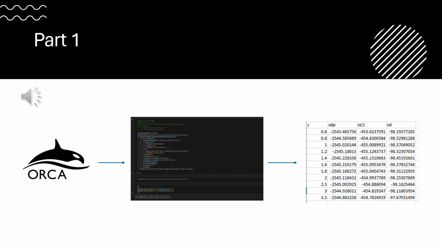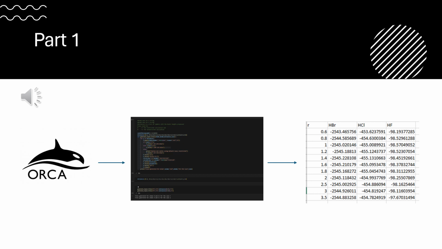In part 1, the goal was to calculate the potential energy curve of HBr, HCl, and HF. This was done by using the Hartree-Fock method and an STO-3G basis set. Depending on the internuclear distance that was being calculated, a restricted or unrestricted Hartree-Fock calculation was used. In the process, the HOMO and LUMO were identified and the bond dissociation energy was calculated.